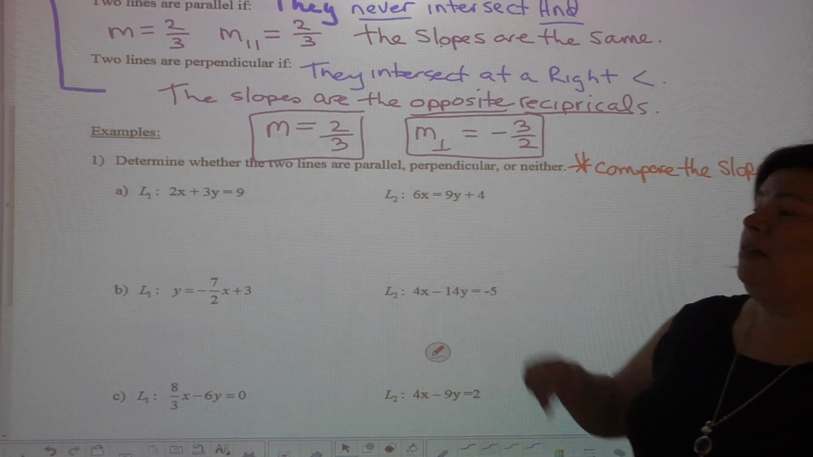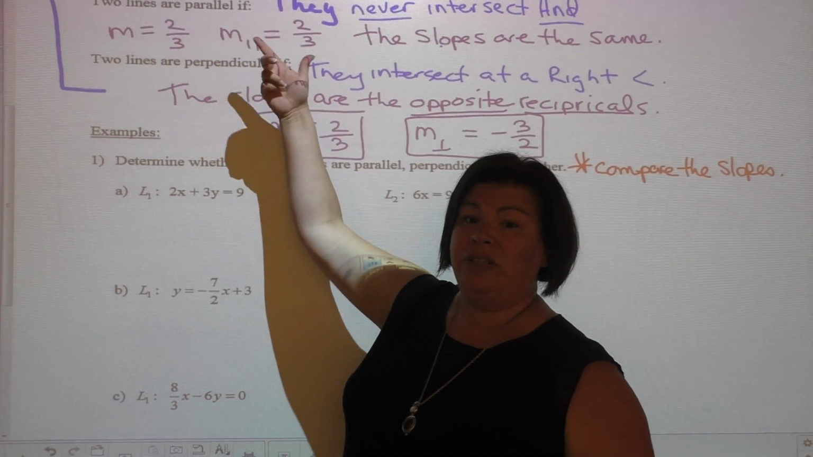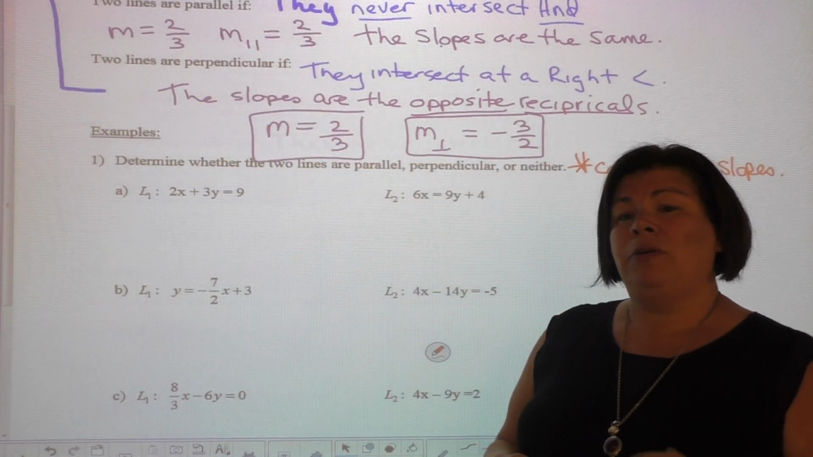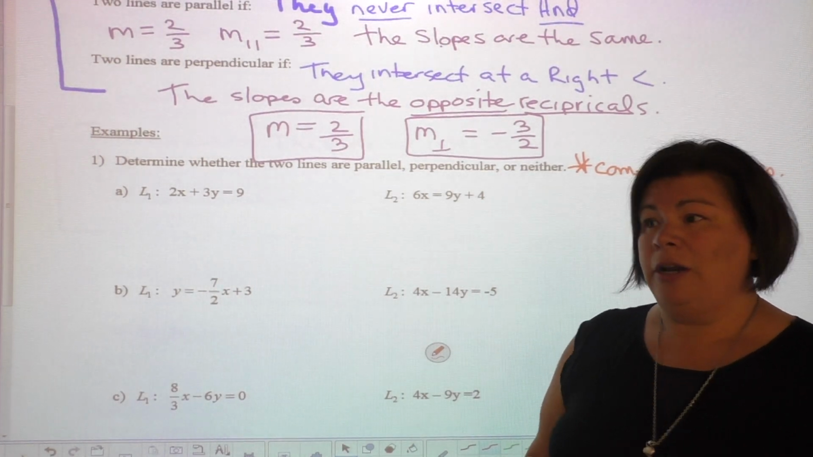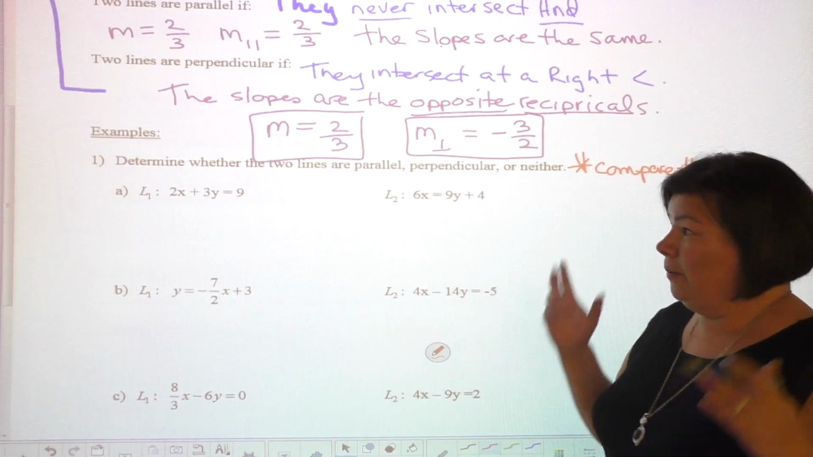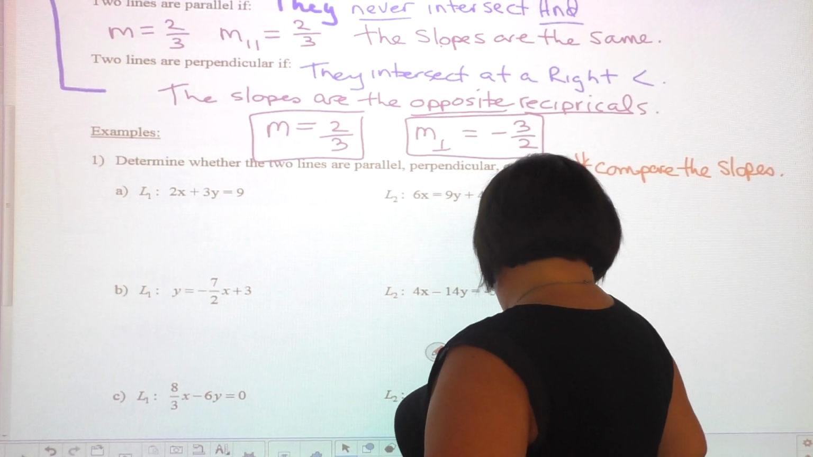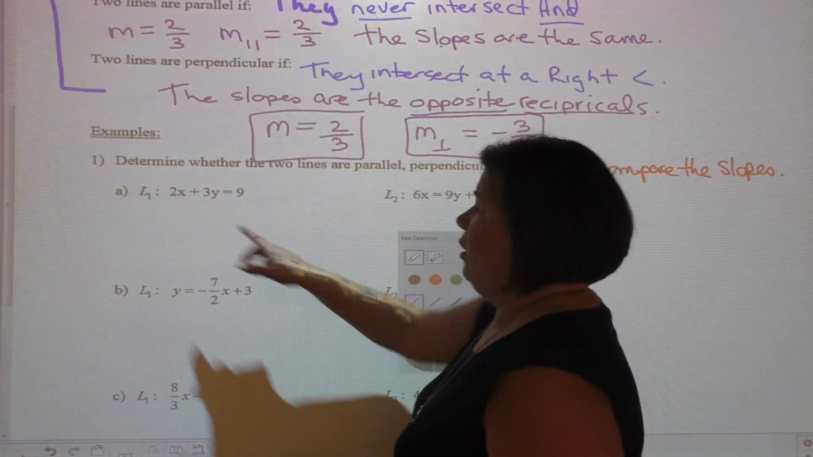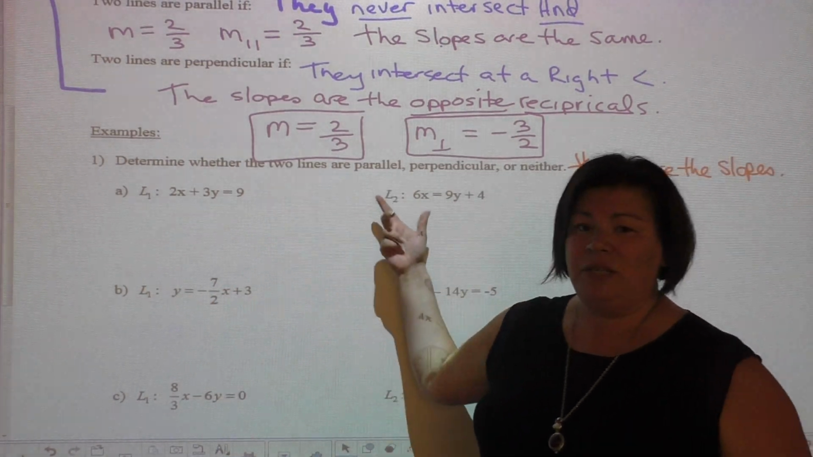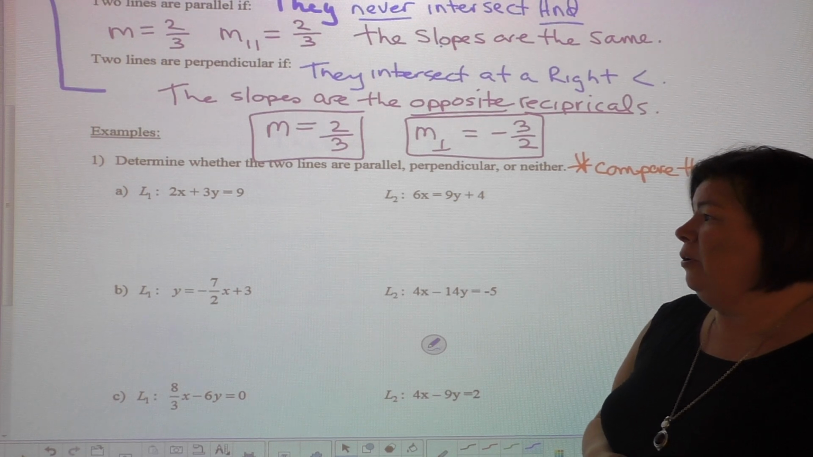If the slopes are exactly the same, we know they're going to be parallel to each other. If the slopes are opposite reciprocal, we know the lines are going to be perpendicular to each other. If they're neither, then they're going to be neither to each other. So the first thing you need to do, you have line 1 and line 2, is compare how this one compares to this one, if they're parallel, perpendicular, or neither.